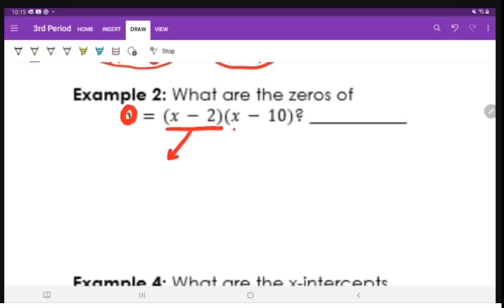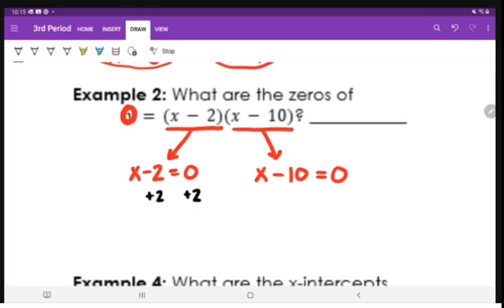One of these factors has to be 0. So we're going to let x minus 2 equal 0, and we're going to let x minus 10 equal 0, and we're going to solve both of these. For my first factor, if x minus 2 equals 0, that means x equals positive 2. And for my second factor, if x minus 10 equals 0, then x equals positive 10. So we get 2 roots, positive 2 and positive 10.